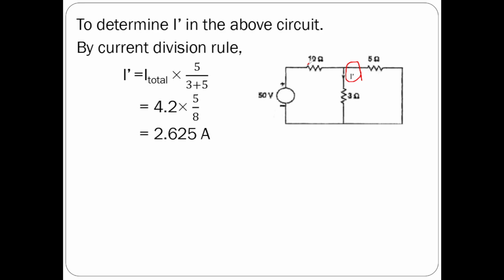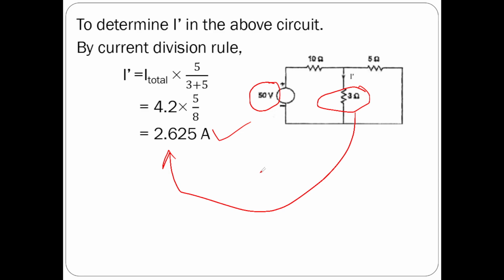What is I dash? I dash is the total current entering the circuit, that is I total, into the opposite resistance to 3 ohms, that is the 5 ohm resistance. So 5 divided by 3 plus 5, that is opposite resistance by self resistance plus opposite resistance. So the total current is 4.2 into 5 by 8. Simplified, you will get I dash is equal to 2.625 amperes. So when only the 50 volt source is connected in the circuit, the current in 3 ohms is 2.625 amperes.